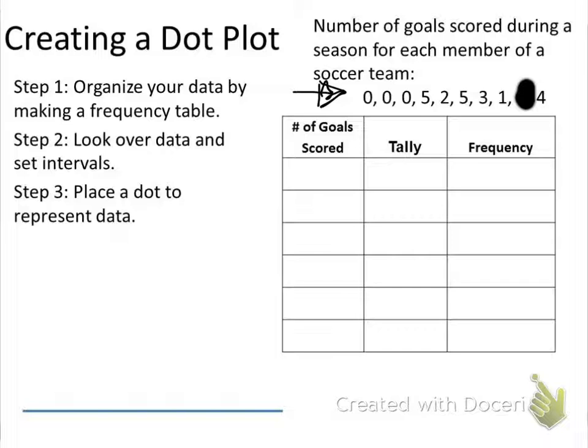Let's start by finding our smallest number. We need our smallest and our biggest. So it looks like the smallest one is 0 and the largest is 5. So we're going to set up our first column by writing 0, 1, 2, 3, 4, and 5. And then we're done. That's the first step.